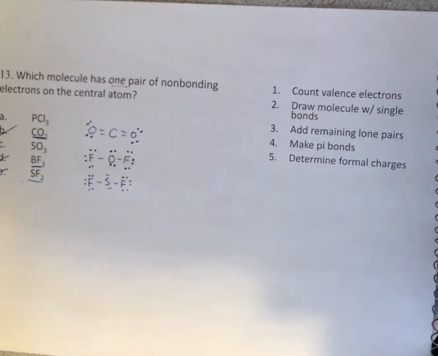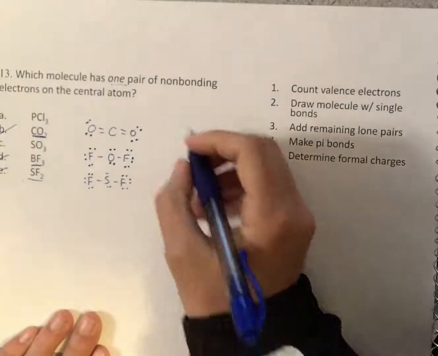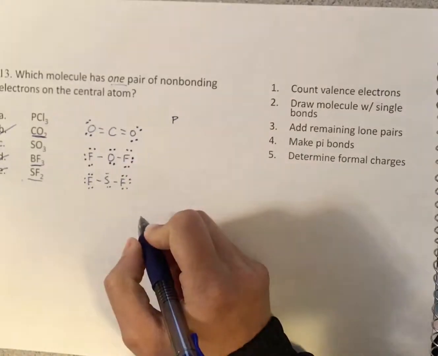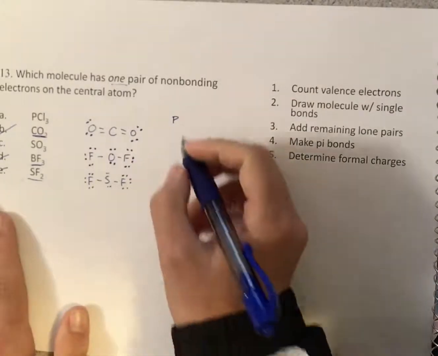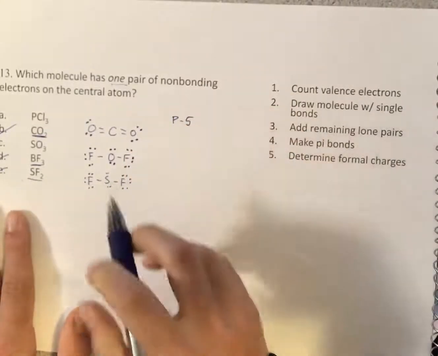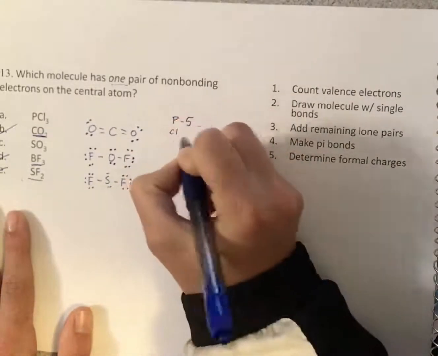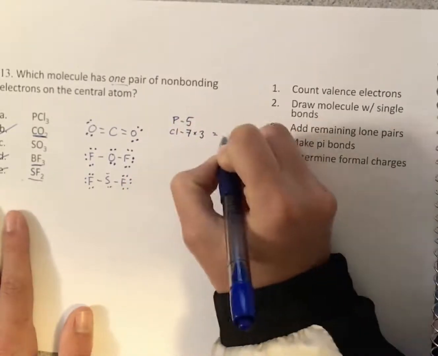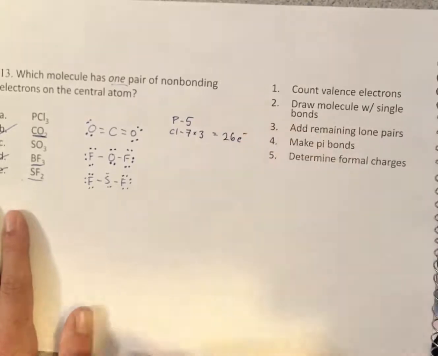So next we'll look at PCl3. Phosphorus is similar to nitrogen. It's right below it on the periodic table. So we've got 5 valence electrons, and then chlorine has 7, and then there's 3 of them. So we're going to end up with a total of 26 valence electrons.